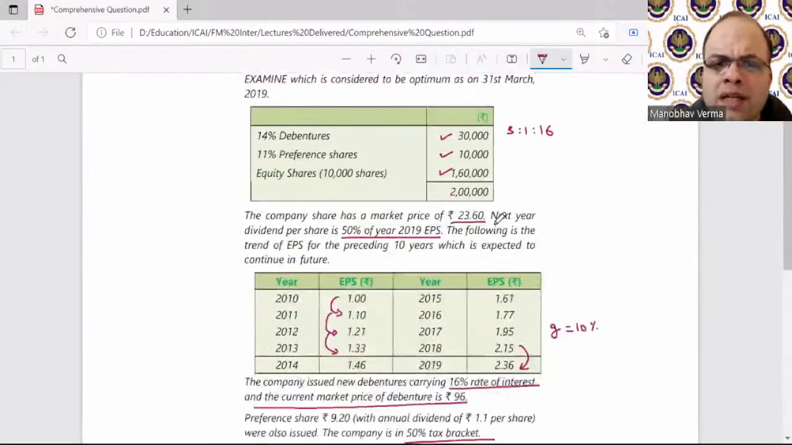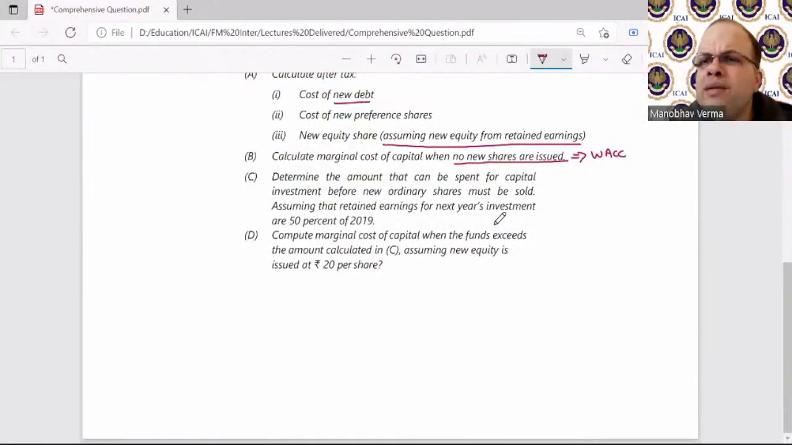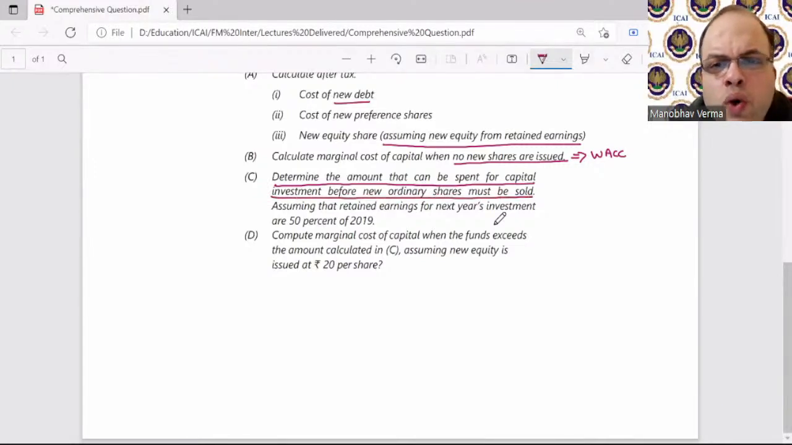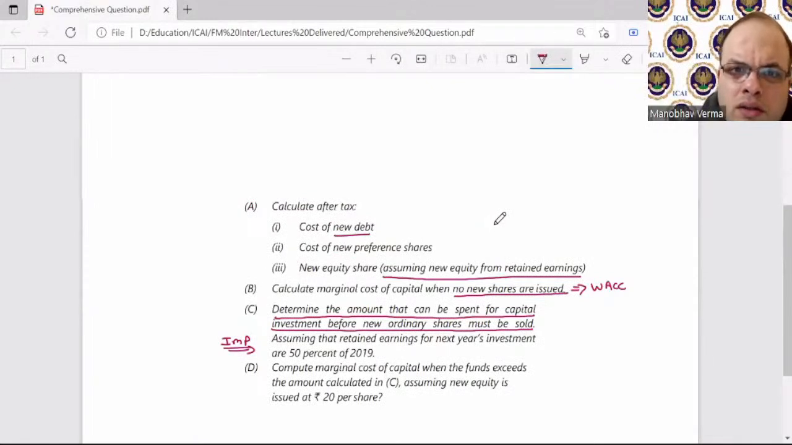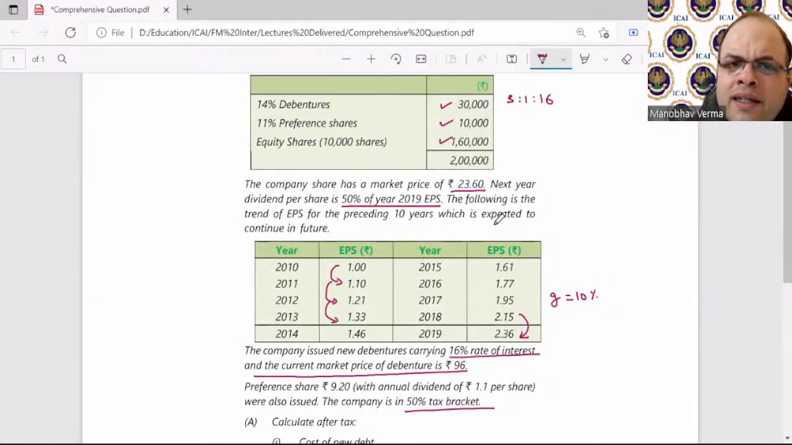Guys, so question number A and B are done. Now in question number C, they are saying determine the amount that can be spent for capital investment before new ordinary shares must be sold. And I look at this assumption. Assuming that retained earnings for the next year's investment are 50% of 2019. So 2019, what are the retained earnings? Any thoughts? What are the retained earnings in this case?